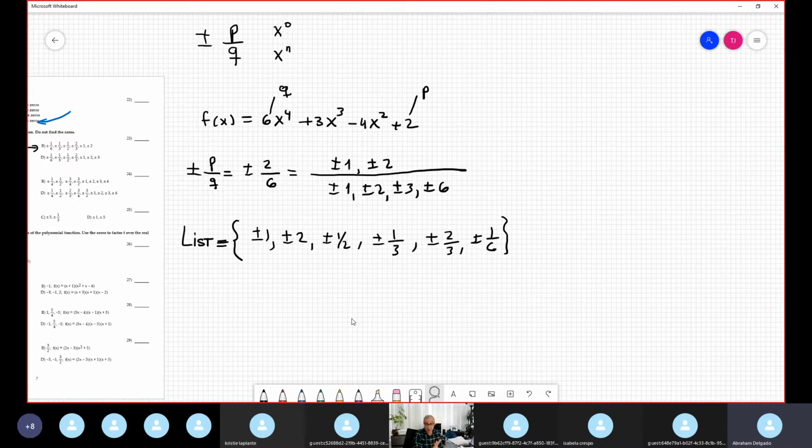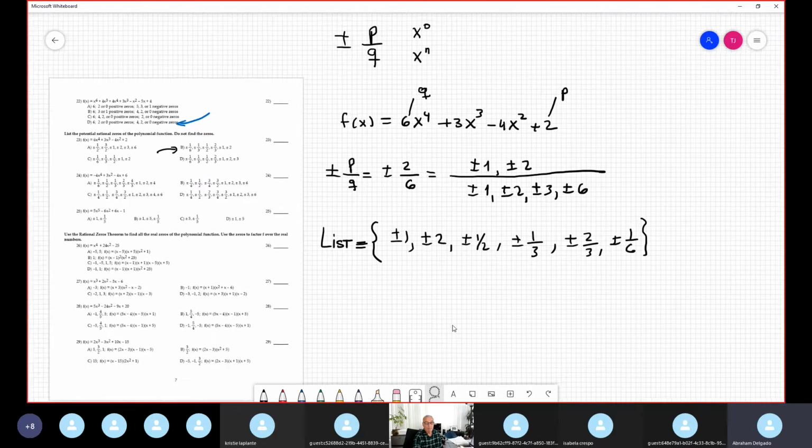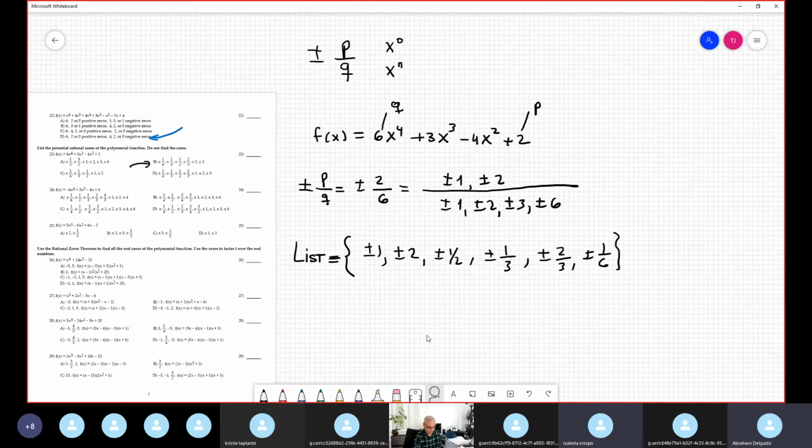Another collection in mathematics is an arrangement, where the order is important, but in this case, no. Got it? Sure? Yes. Okay, let's move to 24. 24 and 25 are the same.